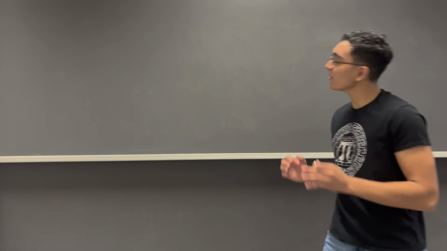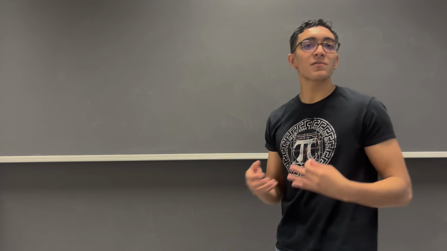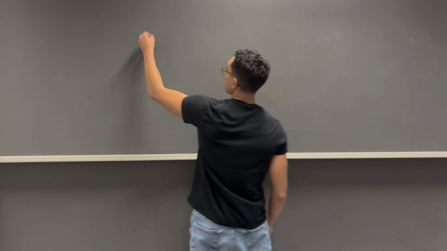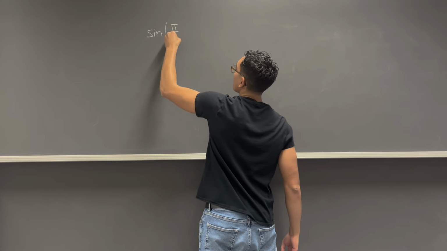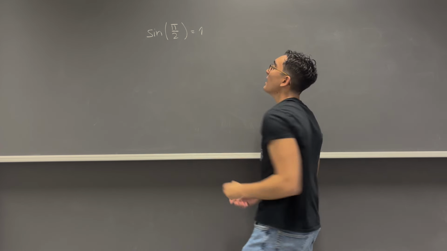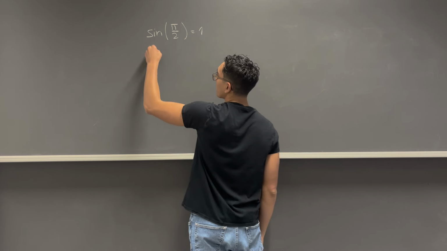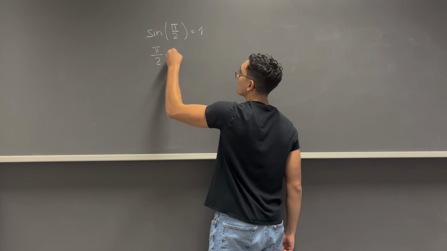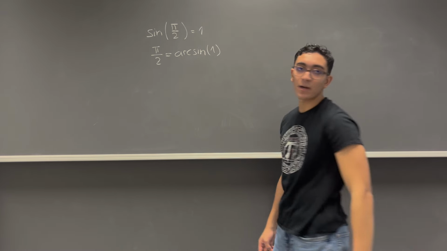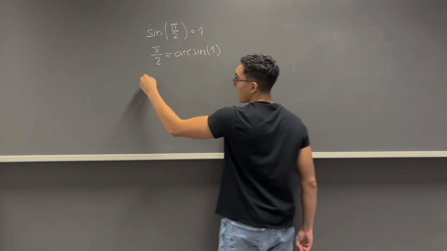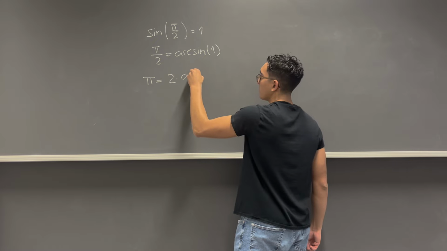Okay, why can we use inverse trigonometric functions to find the value of pi? This comes from a very simple idea. If you think of the sine of pi over 2, so the sine of 90 degrees, well, that's just equal to 1. And if you then take the arcsine on both sides of the equation, sine and arcsine will cancel out, and you're left with pi over 2 is equal to arcsine of 1. And if you then multiply this equation by 2 on both sides, you're left with pi is just equal to twice the arcsine of 1.